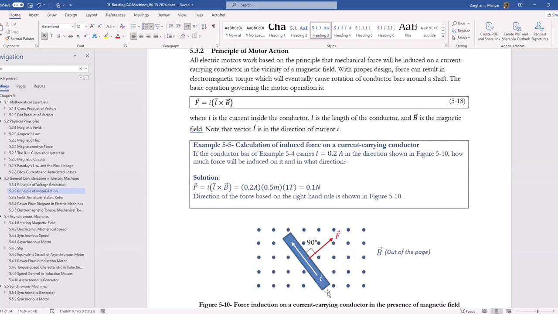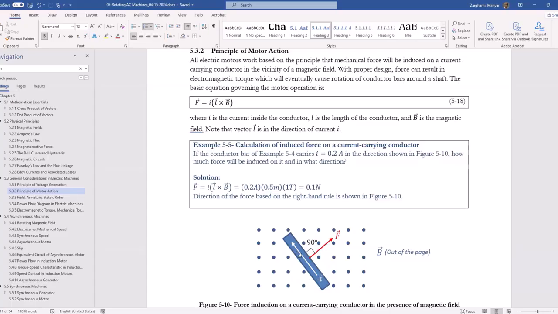So if the current flows from the lower part to the upper part, then the L vector should be considered in the same way. Now let's apply the right-hand rule that I just mentioned to that L cross B and see how the direction of the force should be. So we use the right-hand rule. Our index finger should be aligned with L, okay? Your middle finger should be aligned with B. Go ahead and do that. Then your thumb will show the direction of F, which, as you can see, would be in this direction.